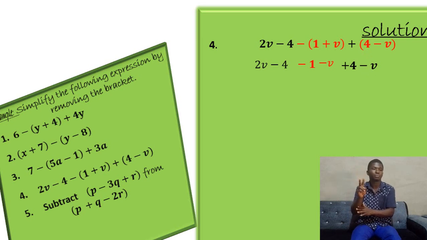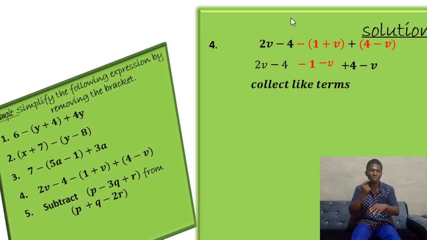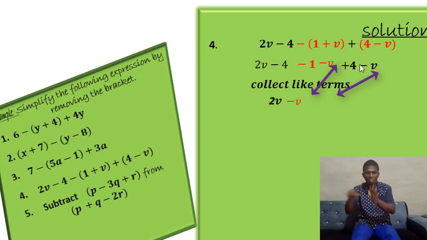Then let's collect like terms. Remember this sign, before I go on, the sign here is positive. So this is positive, this is the same positive. Now, collecting like terms, I'm having a 2v here, a minus v here, and another minus v here in black. So those are v terms collected.